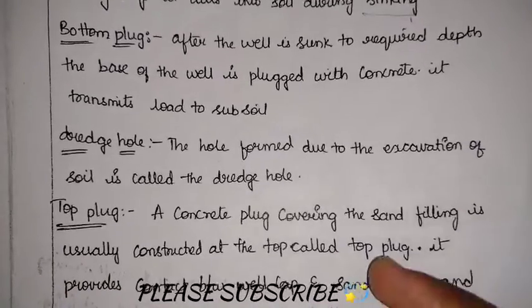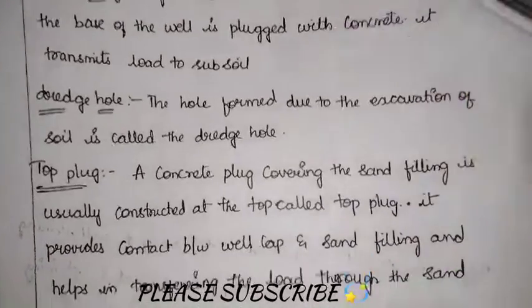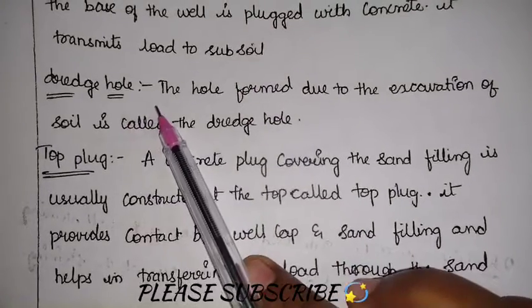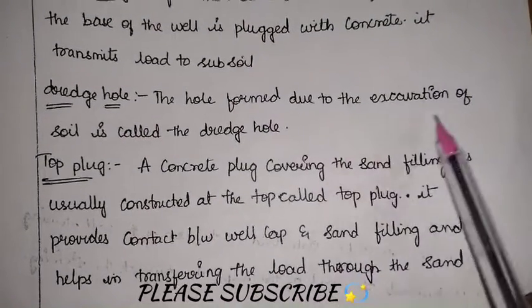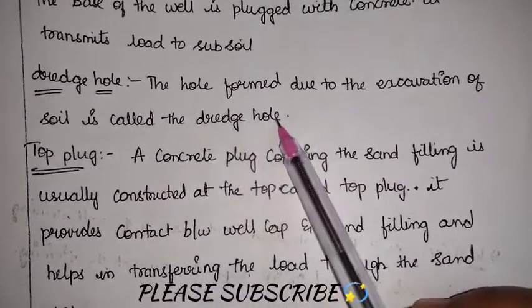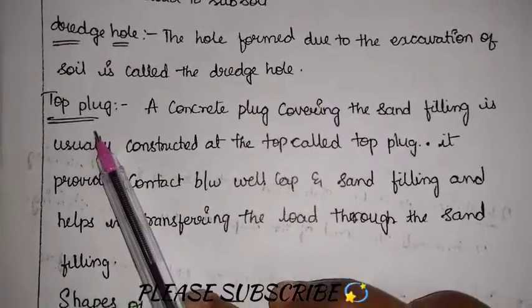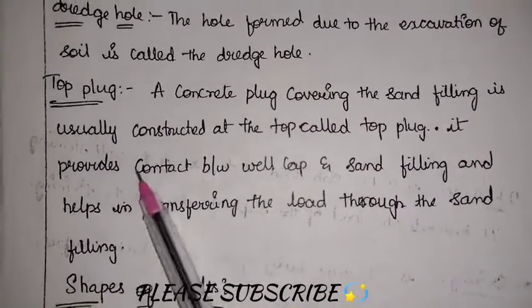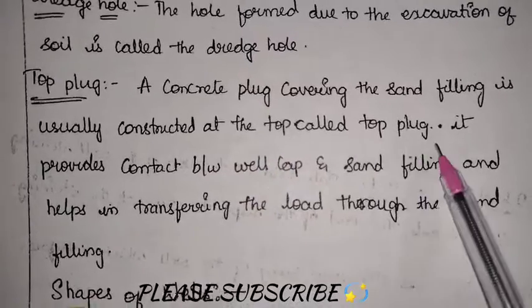Like, the top one is the top plug and the bottom one is the bottom plug. So it transmits the load to the subsoil. Next comes the dredge hole. The hole formed due to the excavation of soil is called the dredge hole. Top plug: a concrete plug covering the sand filling, usually constructed at the top, is called the top plug.